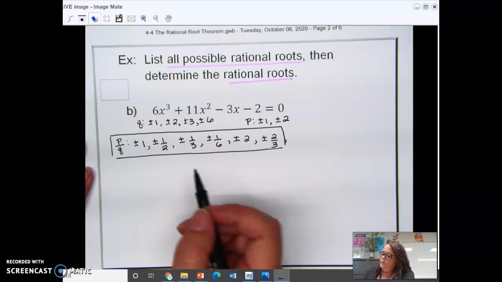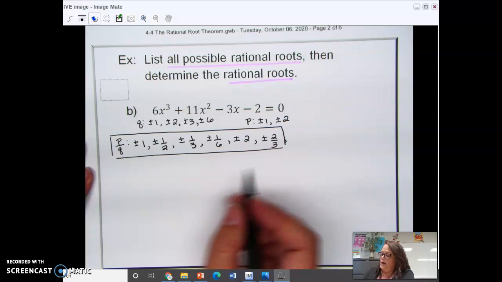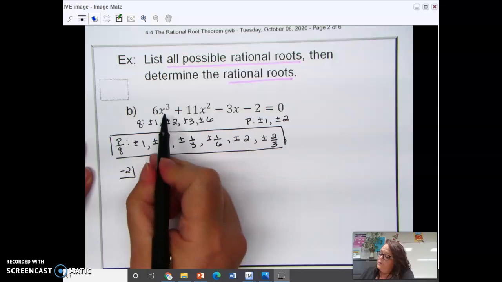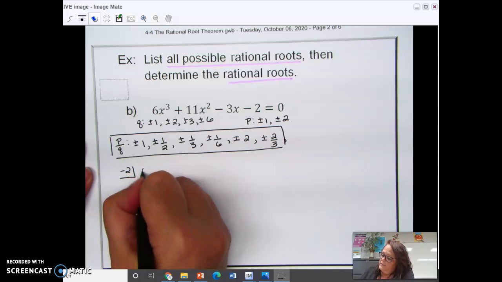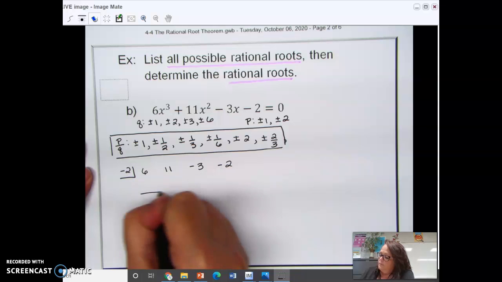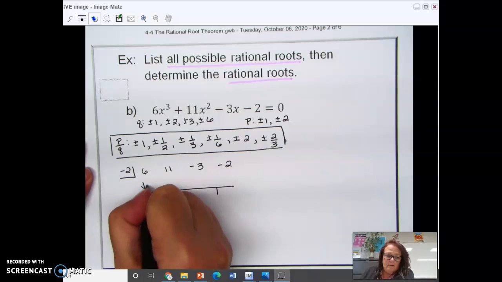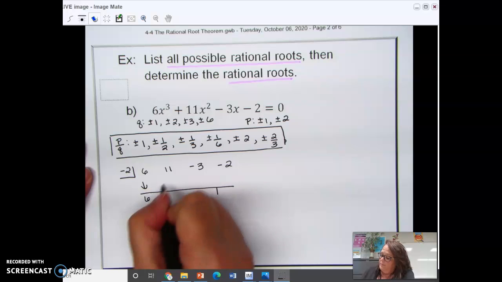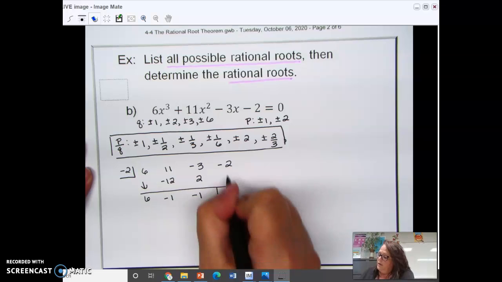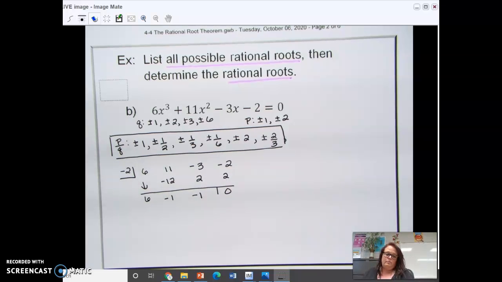So what we're going to do is test some numbers. So I don't know, let's try negative 2. I don't know why I picked that. So 3, 2, 1, nothing. I'm in perfect descending order. So I have 6, 11, negative 3, and negative 2. And so that means I'm going to drop the 6. We get negative 12, negative 1, positive 2, negative 1, positive 2, and 0.